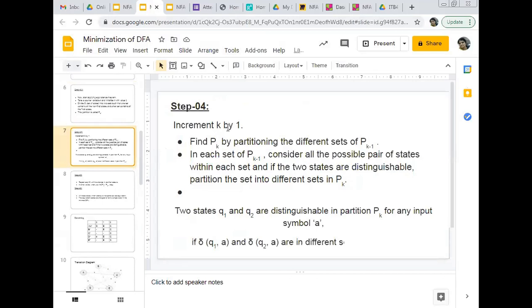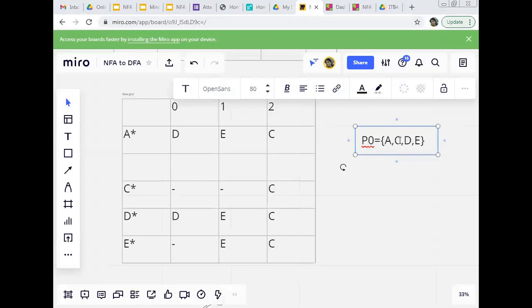That is, we have to find P1 now. What is this P1? Consider all the possible pairs of states within each set, and if the two states are distinguishable, partition the set into different sets. Okay, to abhi hame kya karna hai? So we have A, C, D, E. Go to A and check, is there any state which has same as A? Okay, you have to see these cells. Are they same? C, D, E, C. So here we have D, E, C. Okay? Lekin D, E, C ke alawa agar koi aur hai, so we have to separate it out. So we have C alag and E alag.